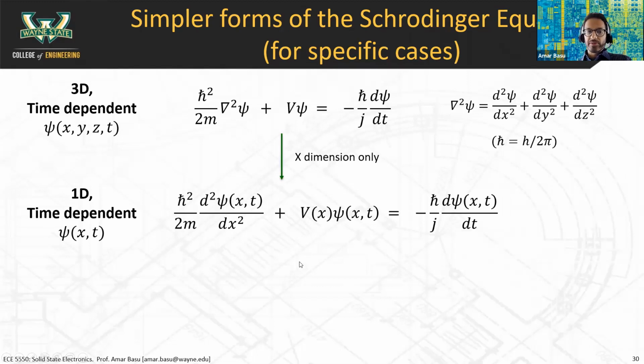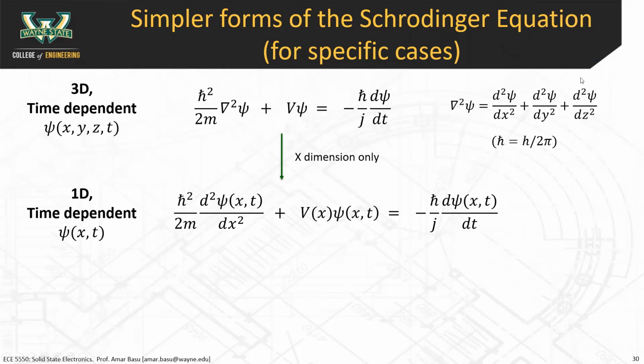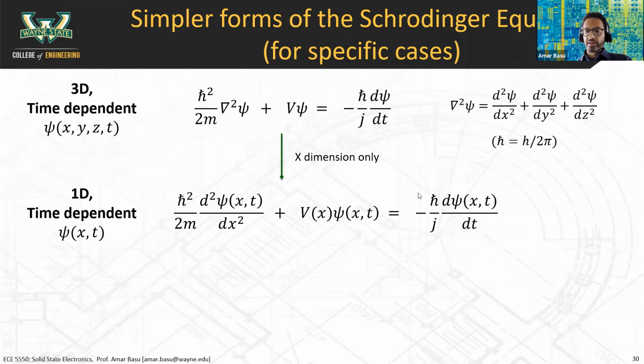Okay, so now if we continue to simplify this further and we look at an even simpler case, a one-dimensional steady state case, what's going to happen in the steady state? Which of these terms is going to go away? d psi x,t dt. Yes, exactly. So this whole term on the right-hand side is going to go away.